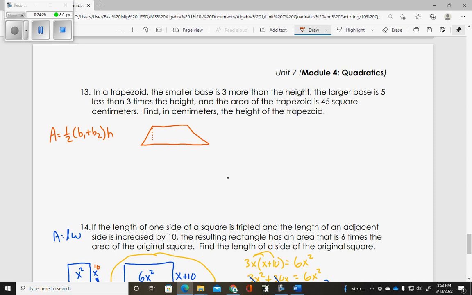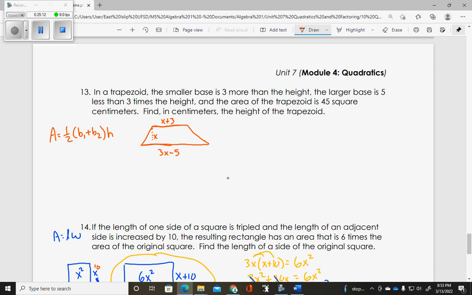And that would be its height. So in a trapezoid, the bases are these 2 sides that are parallel. The smaller base in my drawing is the top one. The smaller base is 3 more than the height. I don't know what the height is, so I'll call it x. And the smaller base is 3 more than the height, so I'll call it x plus 3. The larger base, which is my base at the bottom, is 5 less than 3 times the height. So 3 times the height minus 5. And the area of the trapezoid is 45 square centimeters.